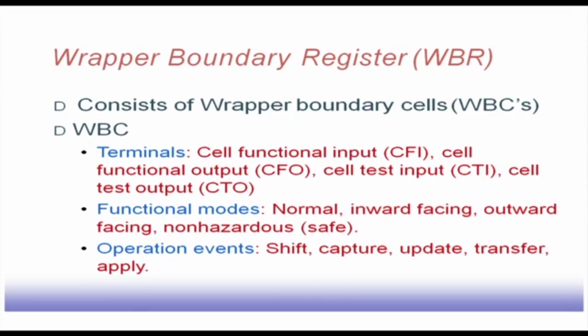The operation events that are possible are shift, capture, update, transfer and apply. Shift is naturally the shift operation, shifting the content by one cell position. Capture is capturing the value after the circuit has operated in functional mode for one cycle, so the value is captured onto the scan cell. Then update is transferring the content of the R1 register to the R2 register. Then we have transfer, which may be on the parallel line or the serial line, and apply. Maybe some instruction has been loaded onto WIR and then it is given the apply operation, so that operation will be done on the scan cell content.